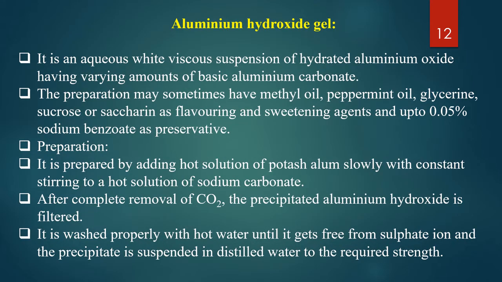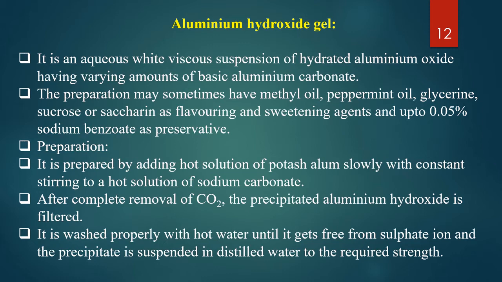Aluminum hydroxide gel. It is an aqueous white viscous suspension of hydrated aluminum oxide having varying amounts of basic aluminum carbonate. The preparation may sometimes have methyl oil, peppermint oil, glycerine, sucrose, or saccharin as flavoring and sweetening agents, and up to 0.5% sodium benzoate as a preservative.